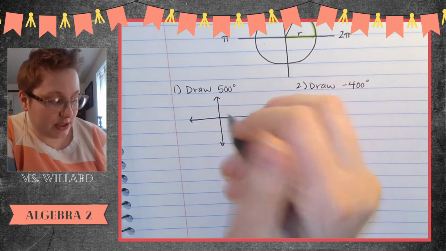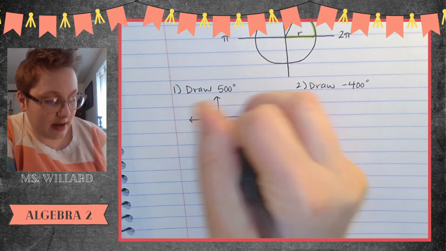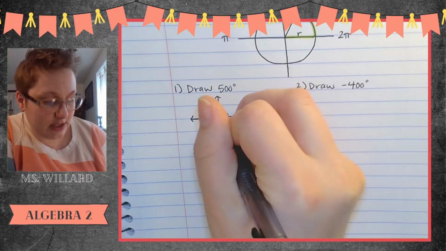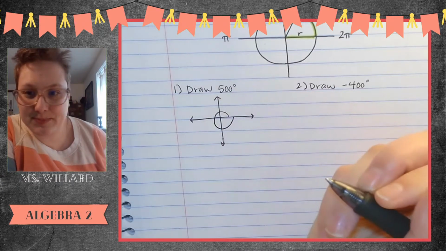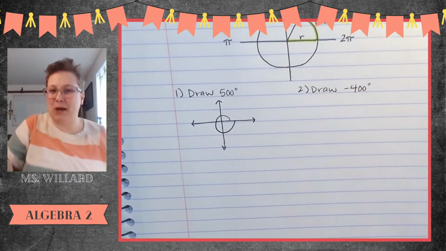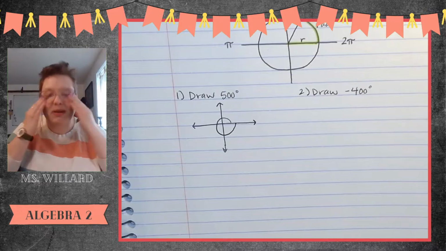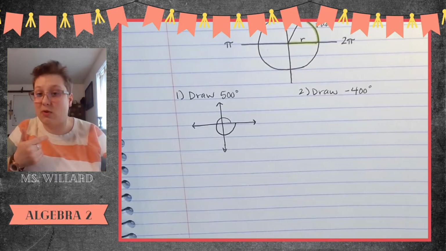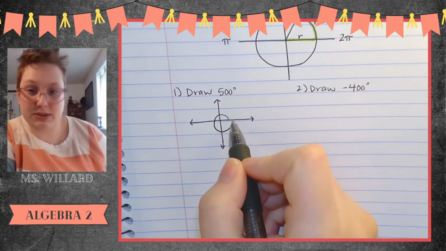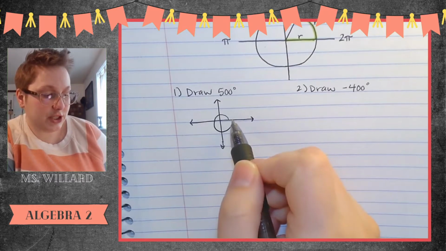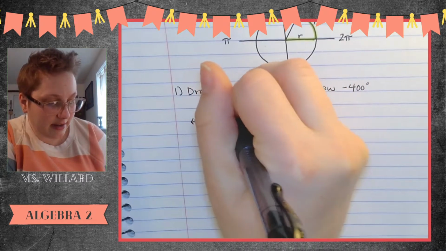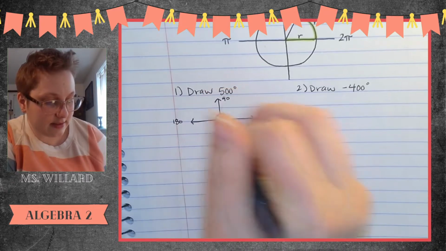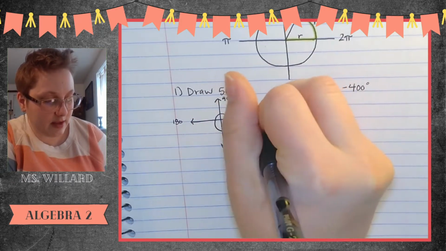So what we're going to do is go around the circle to the left until we get to 360. And then we have to go a little bit more. How much more do we have to go? Well, 500 minus 360 is 140. So we have to go 140 degrees more, which if this is 90 and this is 180, let me just do all of them for you.